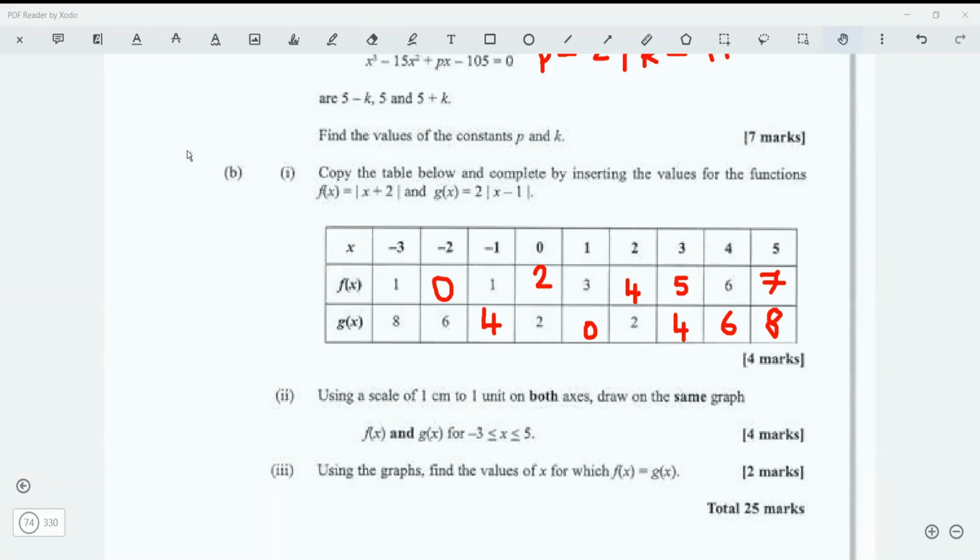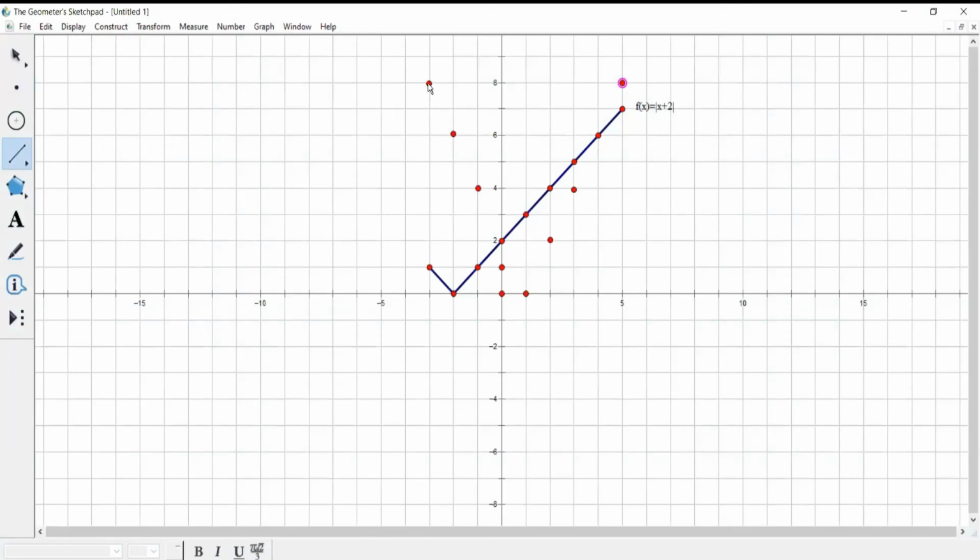So now we'll plot the graph. Let's just connect them. And from here, this is it. All right, so now we just label it and put that this is our g of x equal to 2 times the modulus of x minus 1.